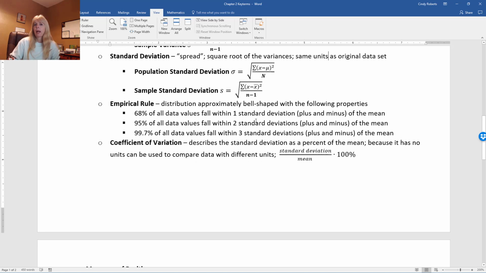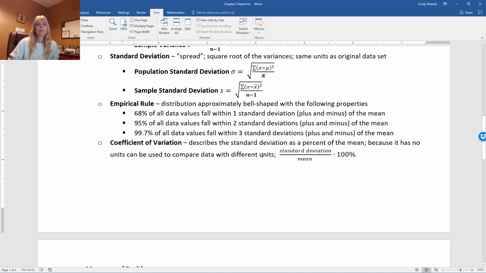The empirical rule, I have a video on this. This is very important that you understand. When you have a bell-shaped curve, this is a rule. Students always ask, well, do the numbers always stay the same? It's a rule. 68% of the data fall within one standard deviation, below and above, that's the plus or minus. 95% within two standard deviations, 99.7% within three standard deviations. Learn this. You will see this again. If you have any questions on it, ask me.